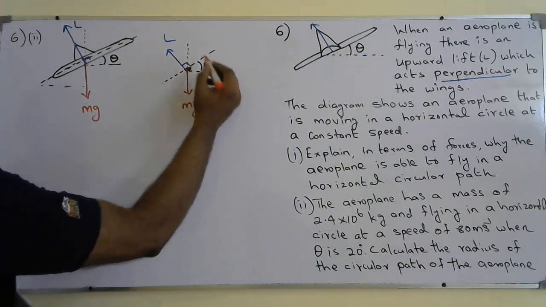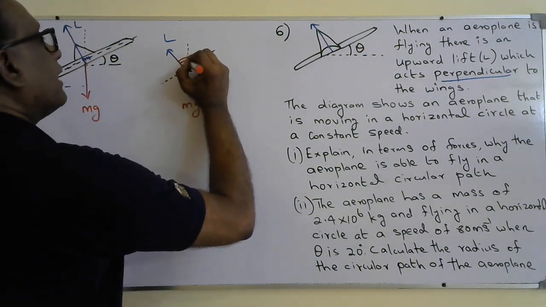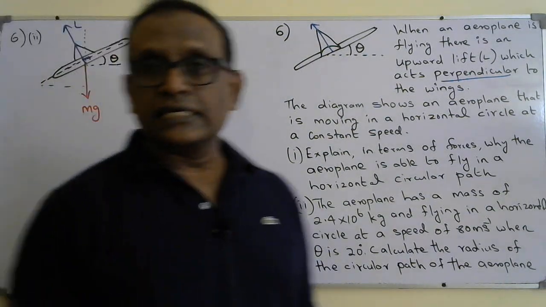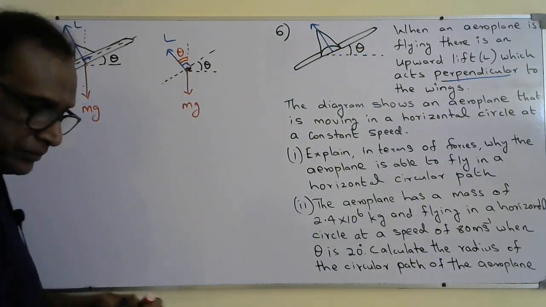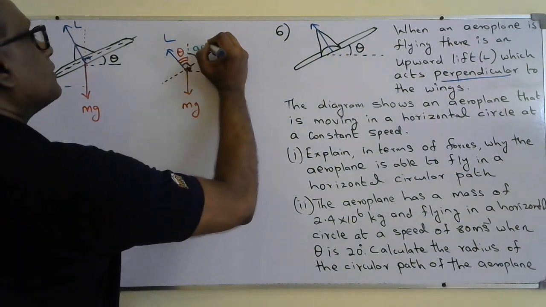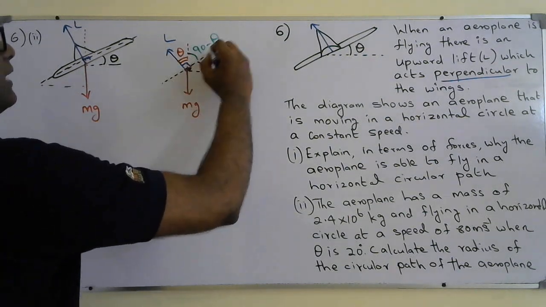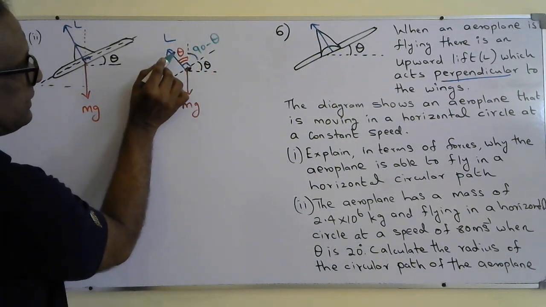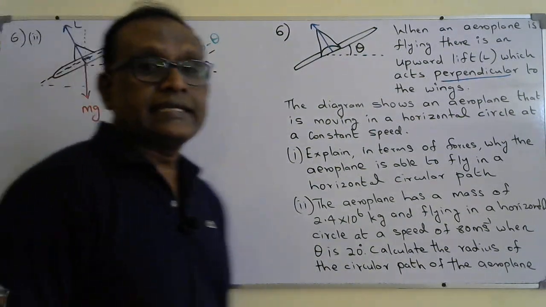If this is theta, this will be 90 minus theta. This angle will be theta, again theta with the horizontal, the slope of the wing. With the vertical, this angle will be 90 minus theta, because the slope of the wing and the lift are at 90 degrees. So the lift will make an angle theta with the vertical line.